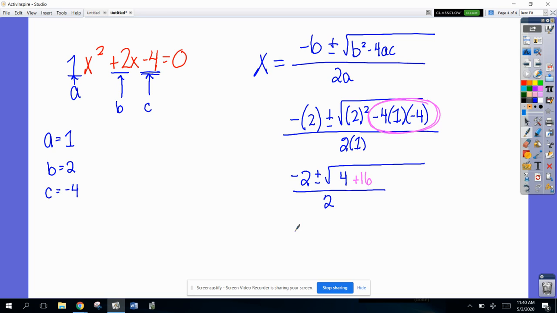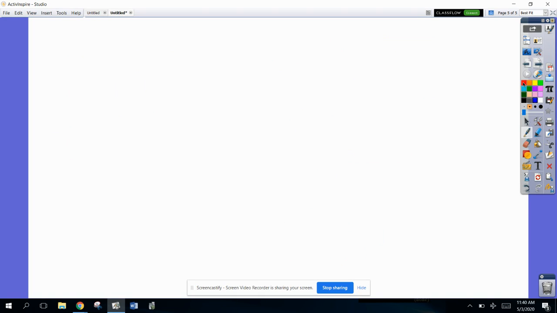Do a little bit more simplifying. You get negative 2 plus or minus the square root of 20, divided by 2. And for today, you're done. Now, in a couple days, you're going to learn that this breaks down. There's some simplifying to do, but this is just a poor choice on my part of what to start with. So as of today, you just quit after that. So let's do one more, just so you can practice using it.